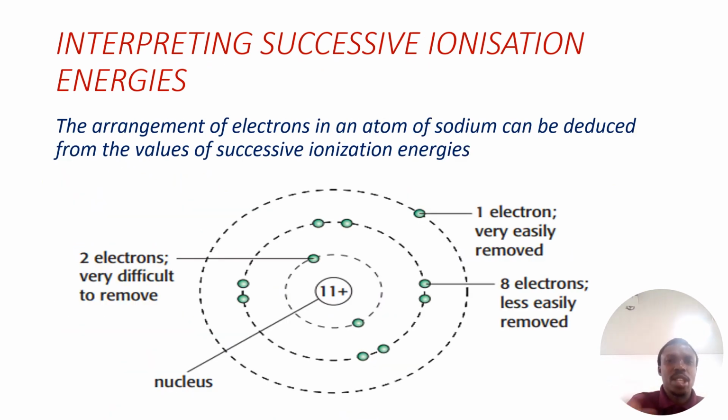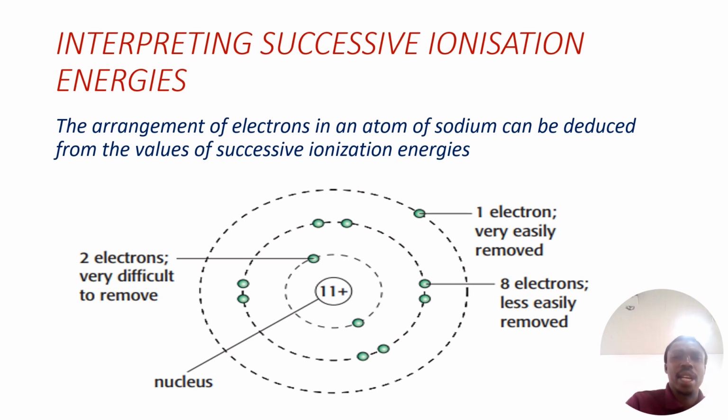To interpret successive ionization energies, we can use the arrangement of electrons in an atom. The arrangement of electrons in an atom of sodium can be deduced from the values of successive ionization energies. If you look at the electrons, some of them are very close to the nucleus, while others are farther away from the nucleus.